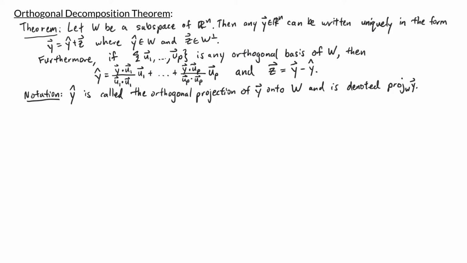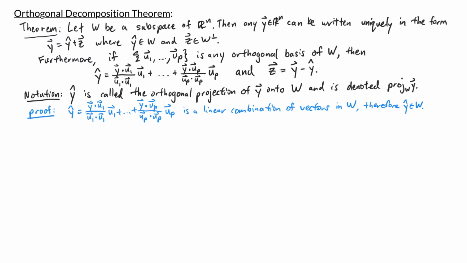So now let's try to prove this theorem. There are a few things we need to show here. First, we need to show that the formula that we gave for y hat actually gives me a vector in W. Then we need to show that the vector z obtained by doing y minus y hat is actually a vector in W perp. Finally, we need to show that the way we write y as a sum of a vector in W and a vector in W perp is unique.